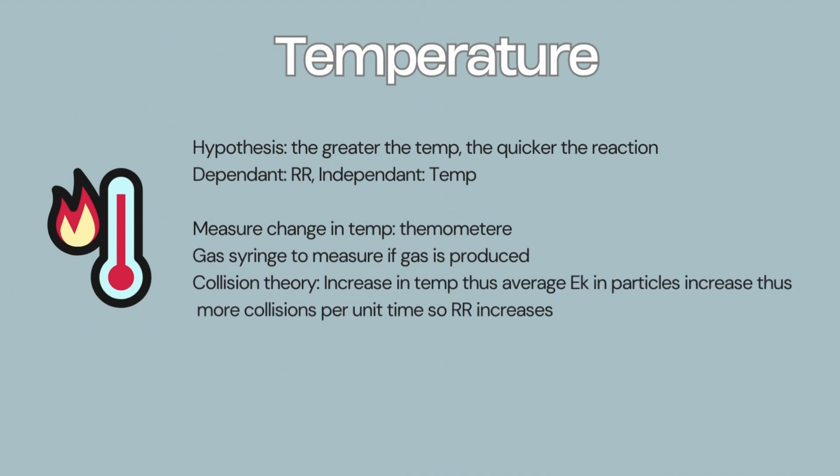Temperature. Hypothesis: the greater the temperature, the quicker the reaction. A hypothesis is something that you assume before the investigation is done, and the dependent variable will always be the rate of reaction and the independent variable the temperature. To measure the change in temperature, you have to use a thermometer, and to measure if gas is produced, you have to use a gas syringe.